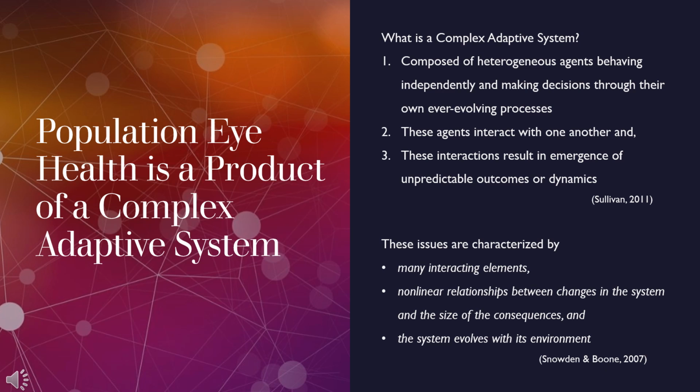When we try to place ourselves in a position or a role where we may interact or intervene within a system, we really want to take into account the characteristics of these many interacting elements, that the relationship between changes in the system and the size of the consequence is nonlinear. That could mean that while a small intervention may be expected to have a similarly smaller scale output, sometimes that is not what happens. Sometimes a small intervention can have a much larger effect than was expected.